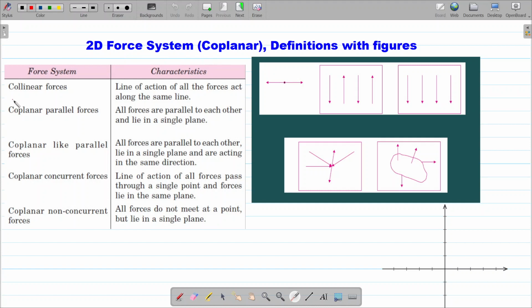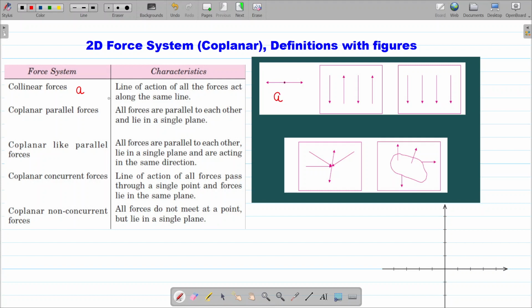Let's start. The first force system is the collinear forces. What kind of system is this? The line of action of all the forces acts along the same line. This is an example of a collinear force system. To make it simpler, we can call this system A.